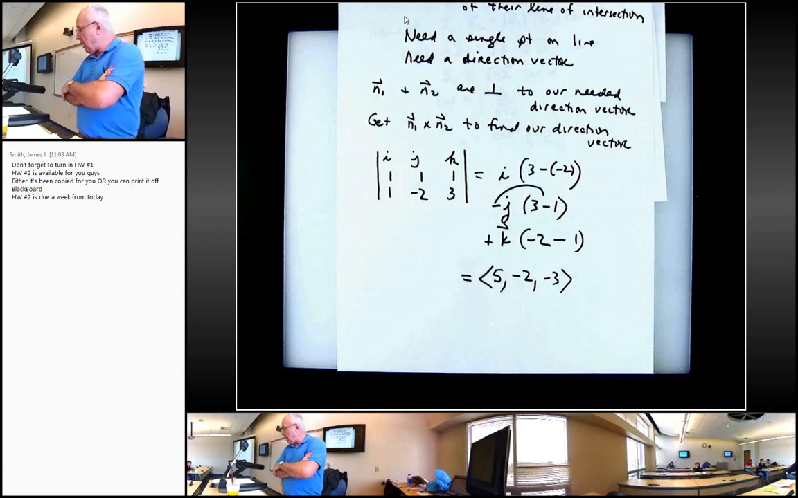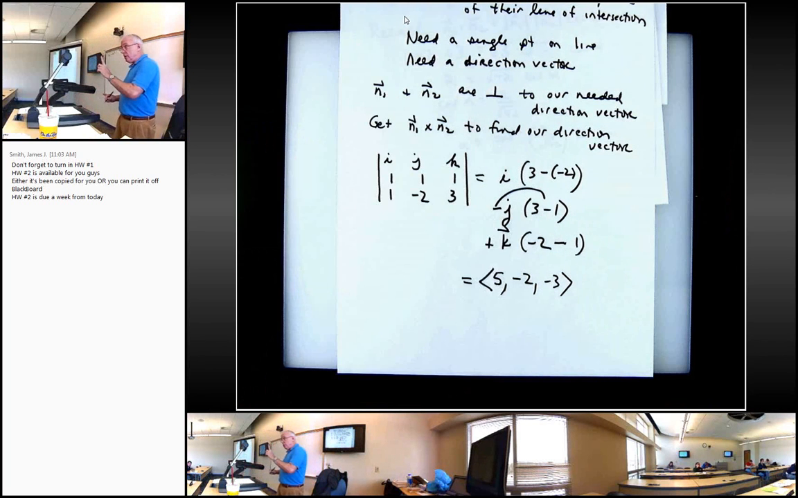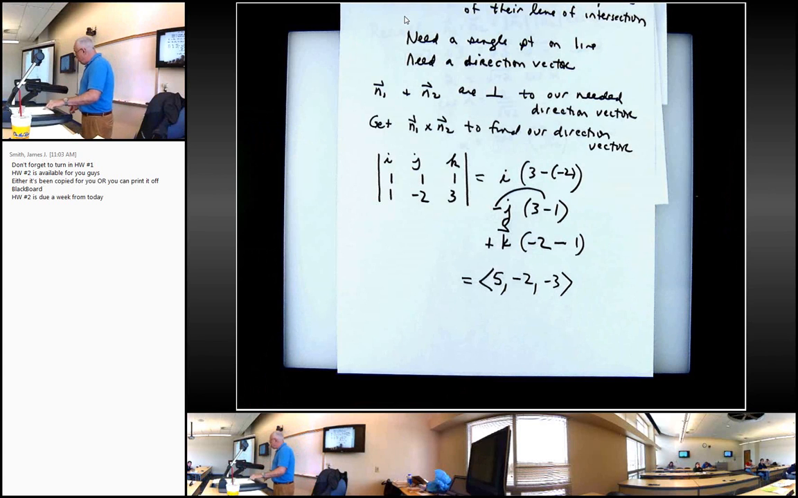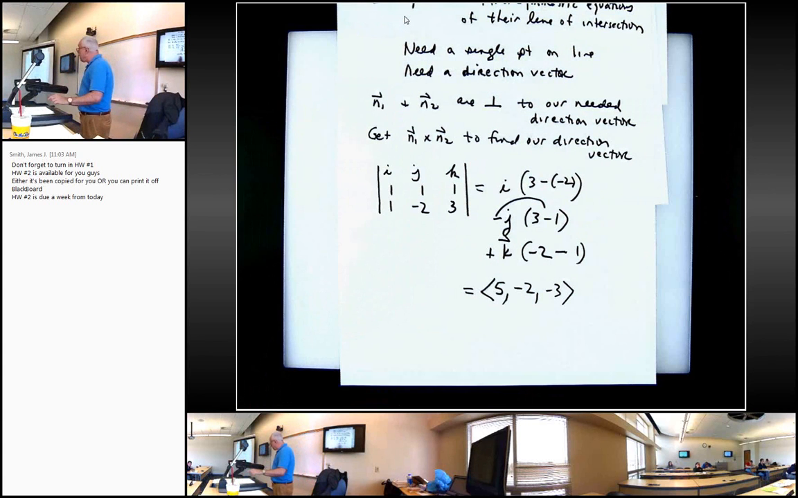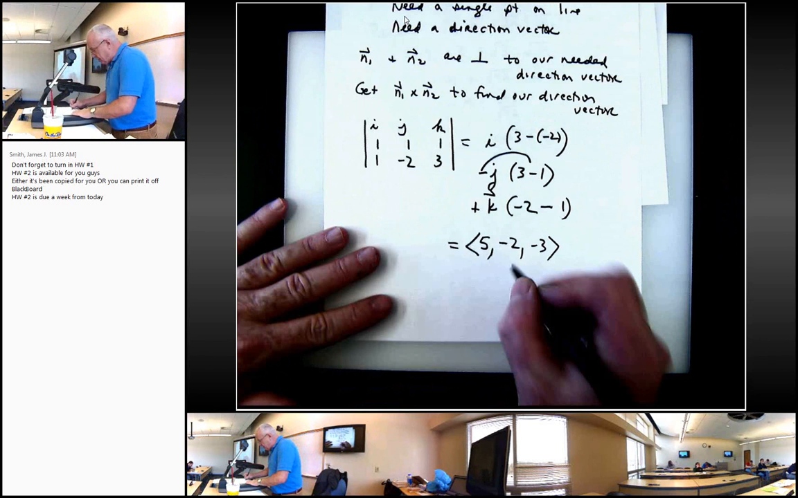Now, I know that this works. I already double-checked my own arithmetic, of course, but you can check. I do encourage, especially on tests, to check by doing a dot product, that the dot product with both of the vectors turns out to be 0, just to make sure. Okay, so this is our direction vector.